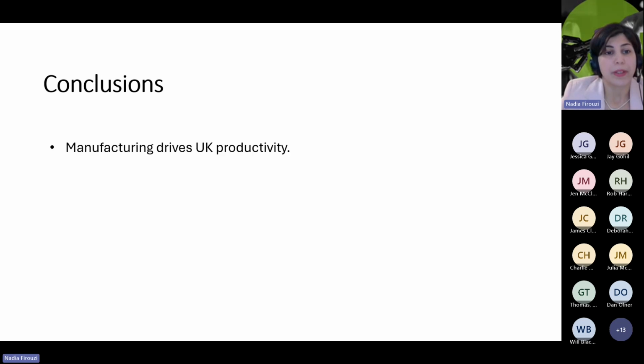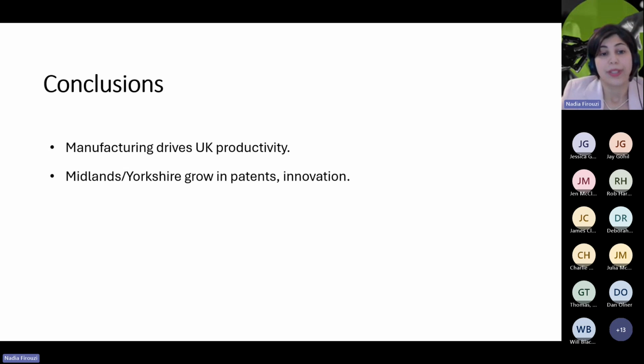For the conclusion, we are coming almost to the end. What I can say is that manufacturing is a key driver of productivity across the UK, including in the Midlands and Yorkshire. Although the East and West Midlands, along with Yorkshire, show productivity levels below the UK average, they demonstrated growth in patent trends, innovation, employment, and productivity growth. So that might change their productivity rank in the future, considering the policy implications and all the improvements that they can make.